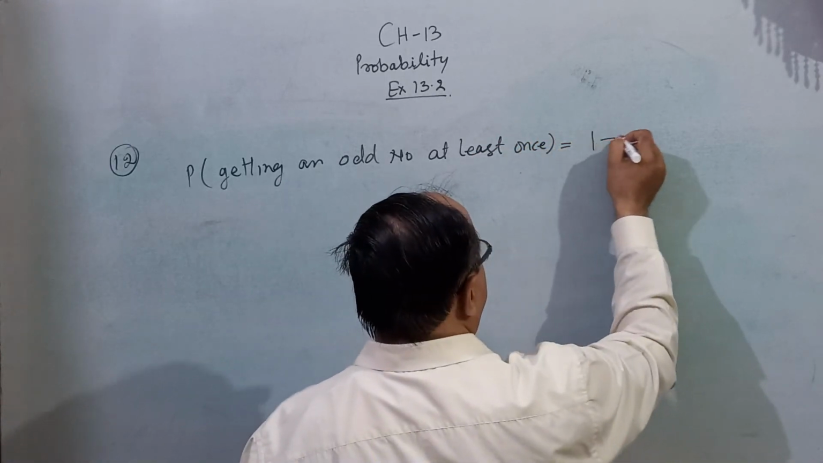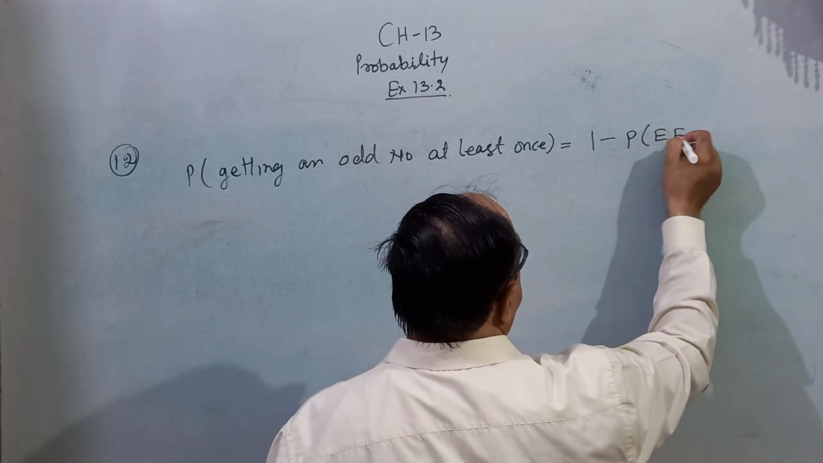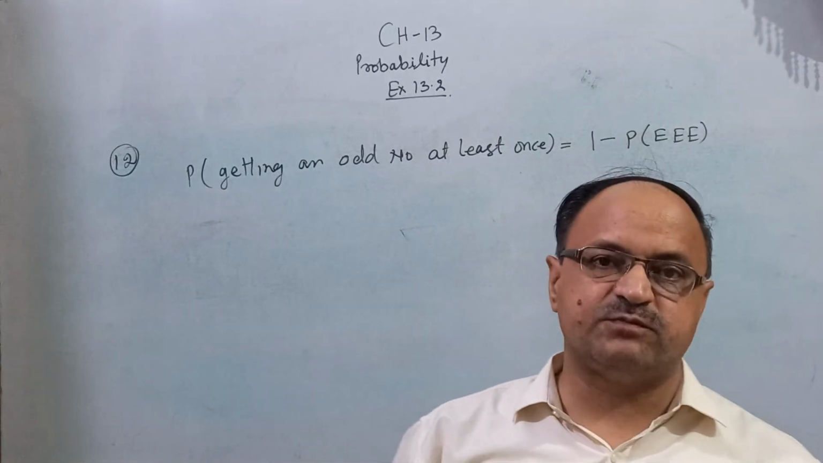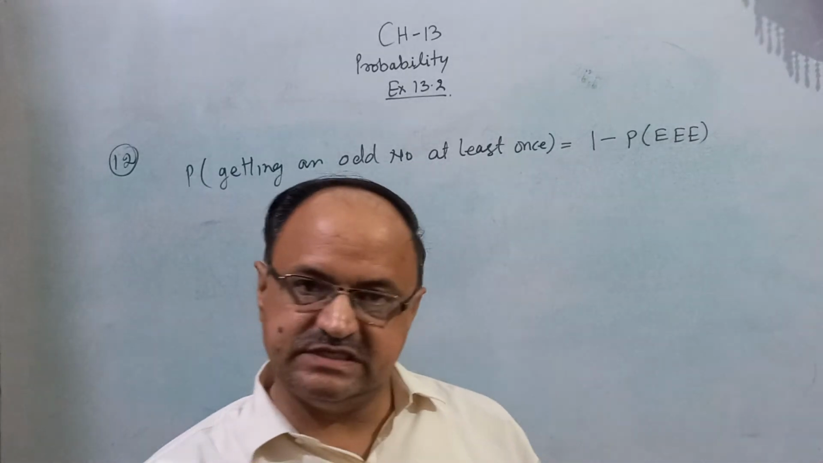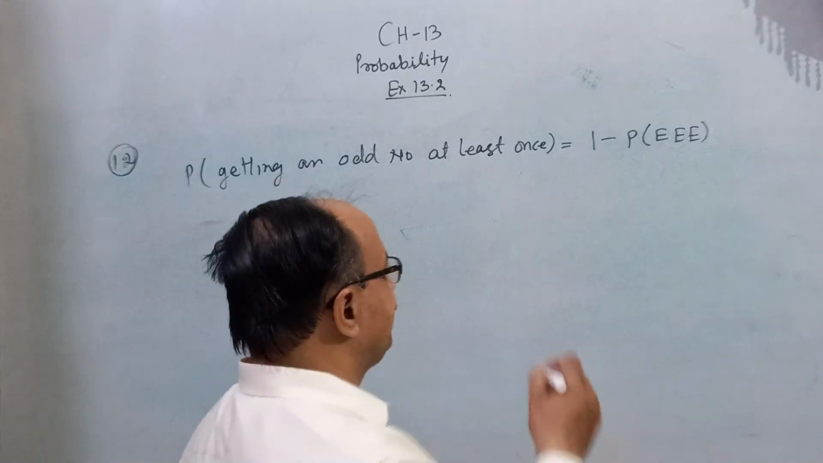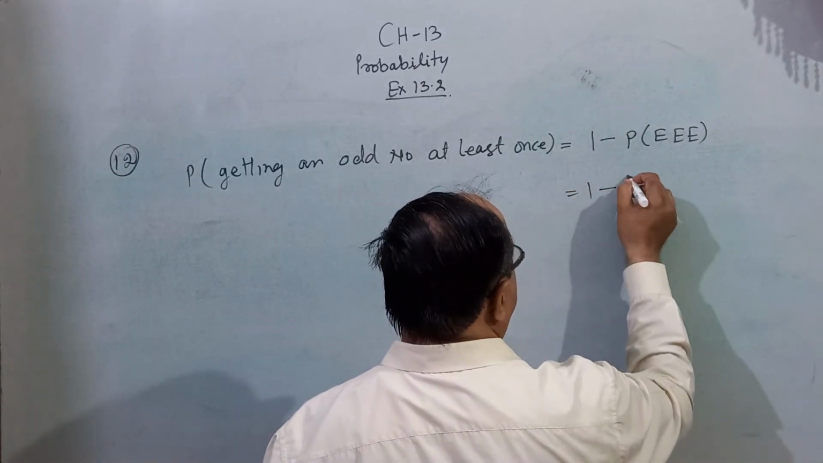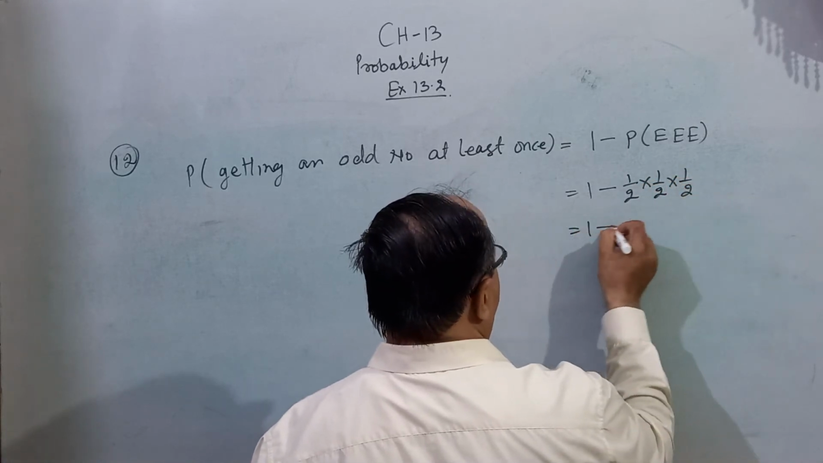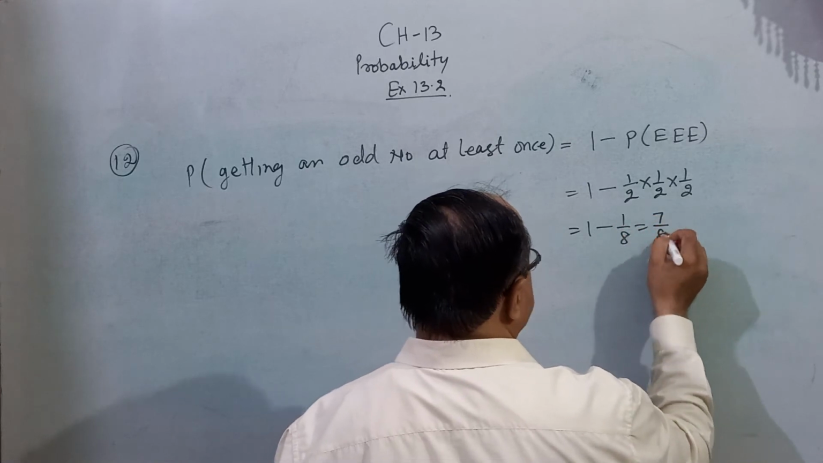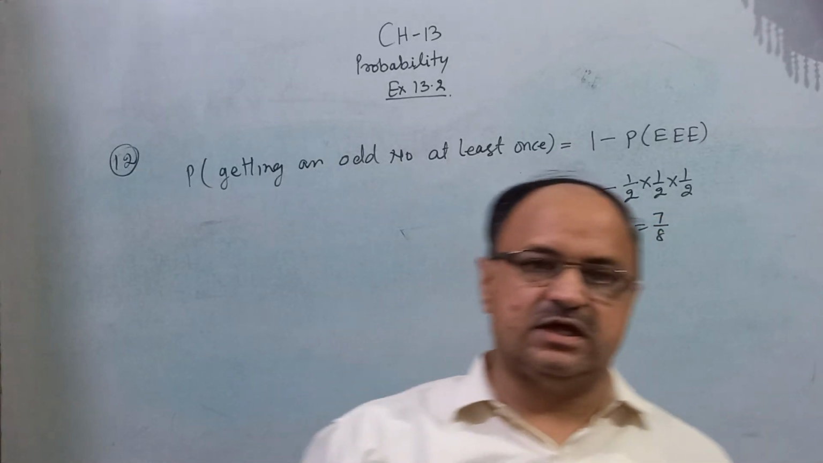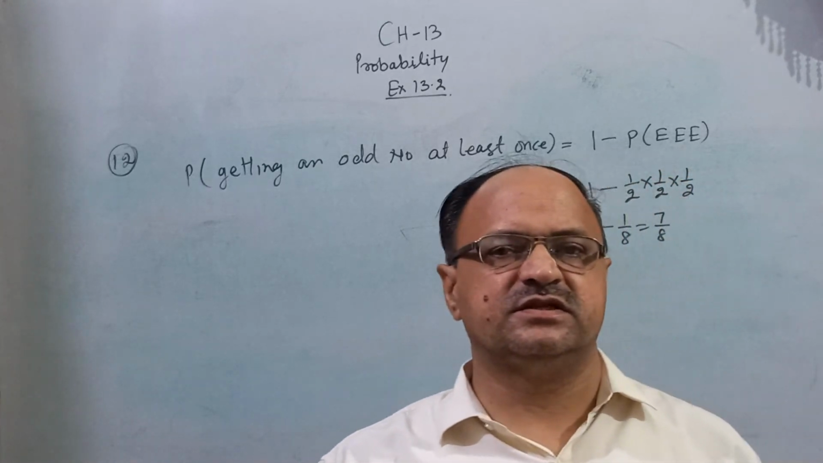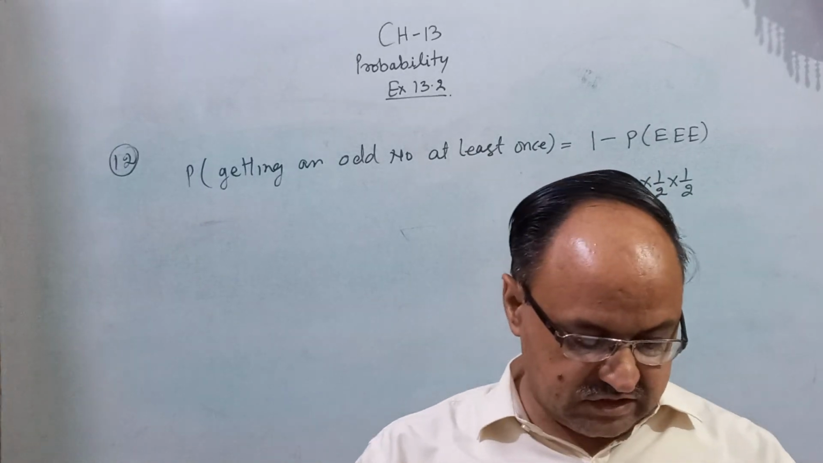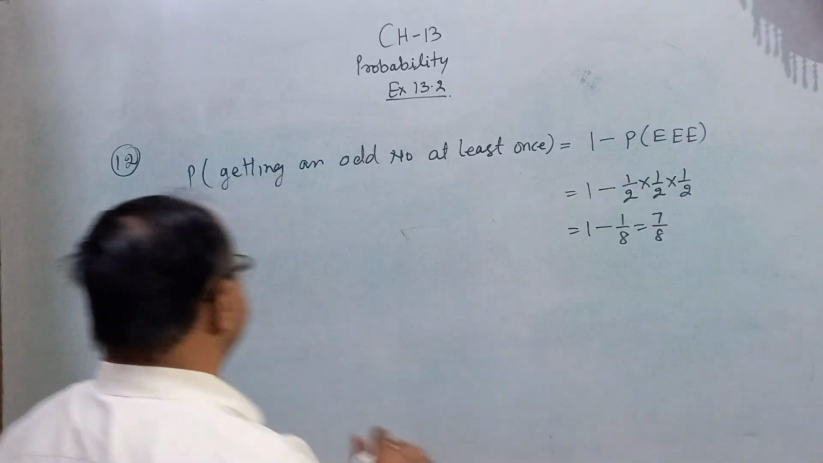You know that it is 1 minus the probability of all three even. It means that is the probability of at least one odd number. And the probability of even, you know, is 1 by 2, 1 by 2, 1 by 2. So 1 minus 1 by 8, that is 7 by 8. Correct? Because the even numbers are 2, 4, 6 when you throw a die, and the probability is 1 by 2. This is the answer.